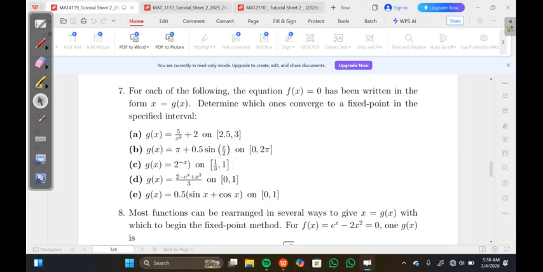We are going to use question 7a as an example, where you have your g of x equals 5 over x squared plus 2 on the interval 2.5 comma 3. Remember, the first thing that we have to do is to check the range, and we have to ensure that our g of x is within that interval.